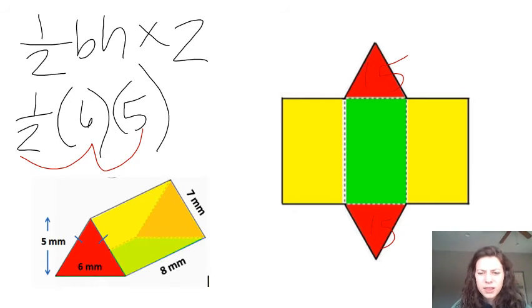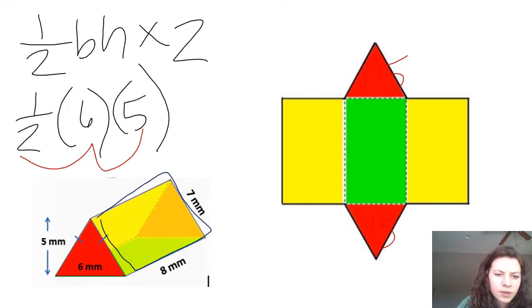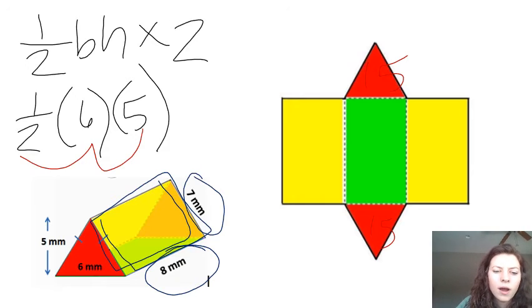Now, let's find the area of this rectangle here. That's the yellow one, right? We know that it is 8 long and 7 wide. That's a rectangle, right? So just base times height. What is 8 times 7? Think about it, write it down. And you should be saying 56.